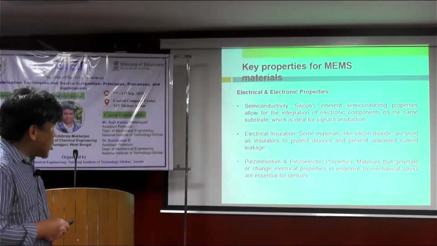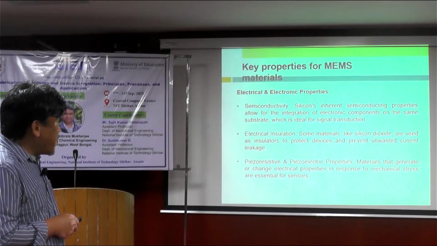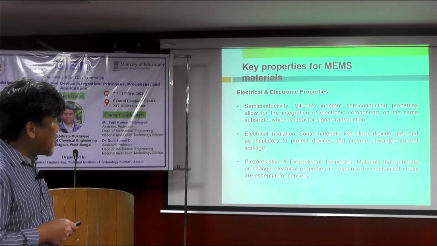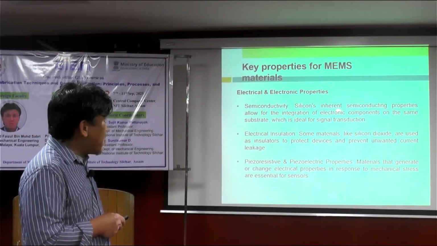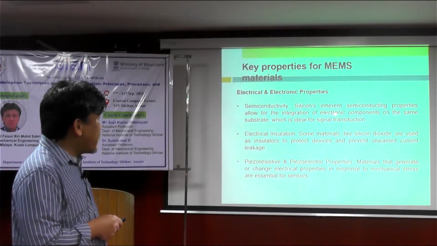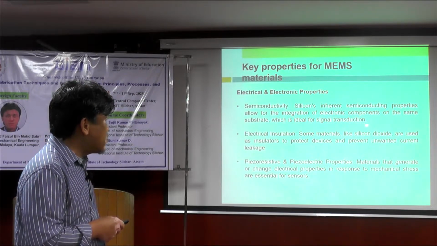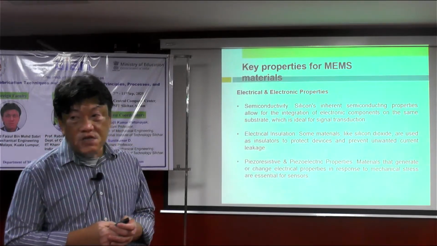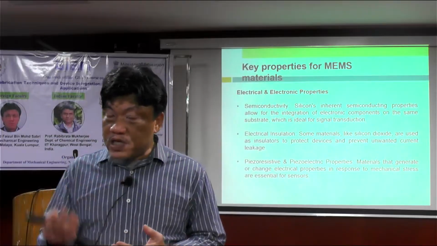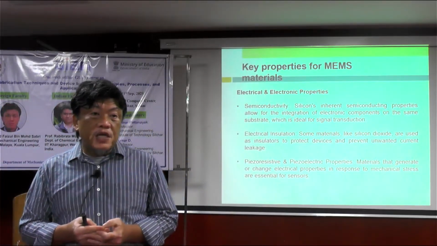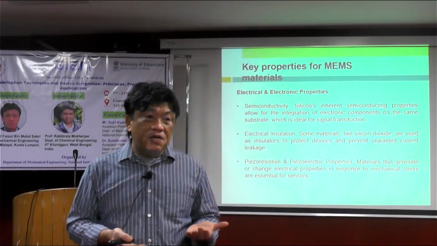Then we look into the electrical and electronic properties of the material. So semiconductivity, silicon's inherent semiconducting properties allow for the integration of electronic components on the same substrate, which is ideal for signal transduction. So we know that with the use of silicon, you can dope the silicon to make sure that it becomes conducting or non-conducting.